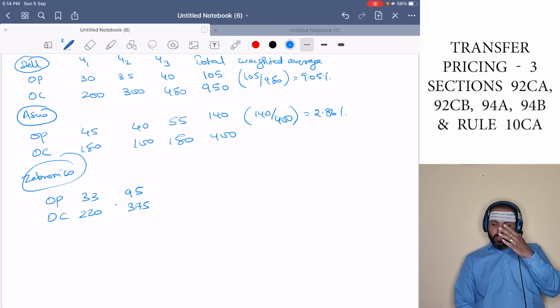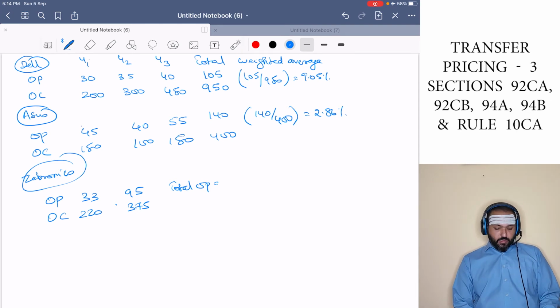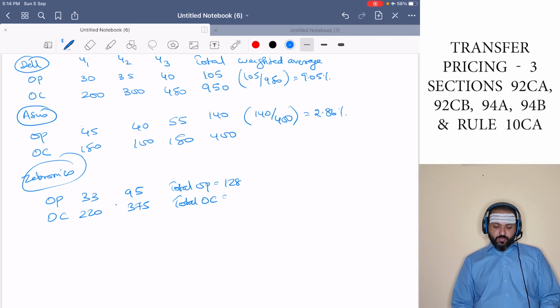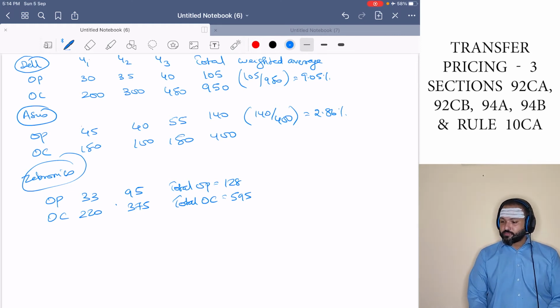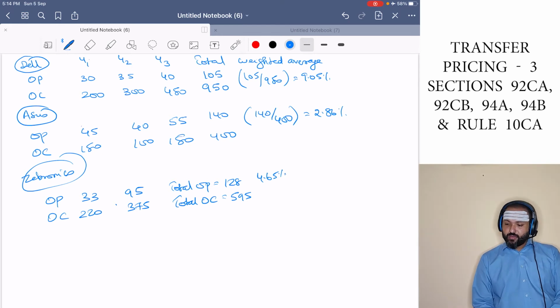Okay, so what is going to be the total operating cost and total operating profit? Total operating profit is how much? 33 plus 95, 128. And then total operating cost, how much is it? 220 plus 375, that is 595. 128 divided by 595, how much is that? 4.65%. And then we have TechZap.